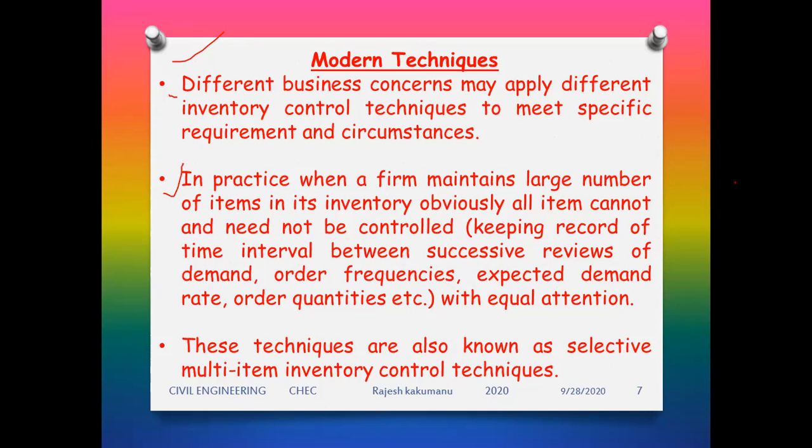when a firm maintains a large number of items in its inventory, obviously all items cannot and need not be controlled. So ఎప్పుడైతే ఆబ్జెక్ట్స్ మనం తీసుకొని ఇన్వెంటరీలో పెడతామో, రైట్? సో whenever we require for any persons to do the work, or whenever the item cannot be controlled, సో ఎప్పుడైతే మనము ఫోర్కాస్టింగ్ లో కంట్రోల్ అనుకున్నామో బట్ ఫోర్కాస్టింగ్ లో కంట్రోల్ కాకపోతే, keeping a records time interval between successful reviews, demand, order frequencies, etc. with equal attention. So this is a problem created with the thing.